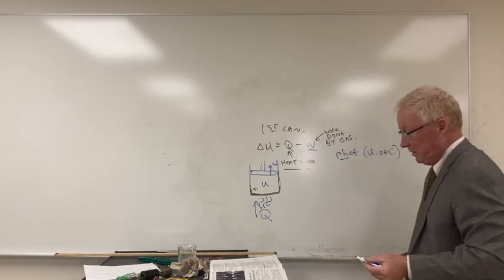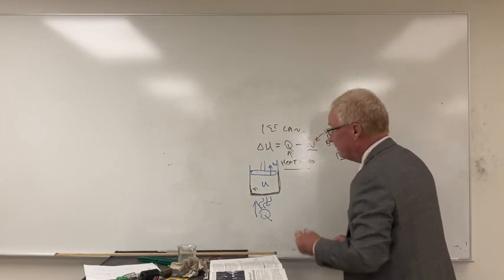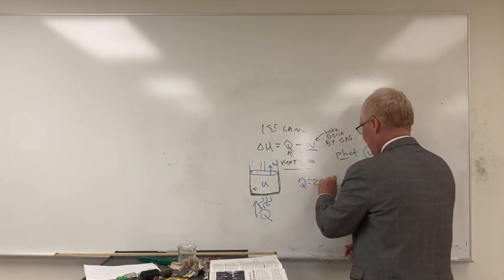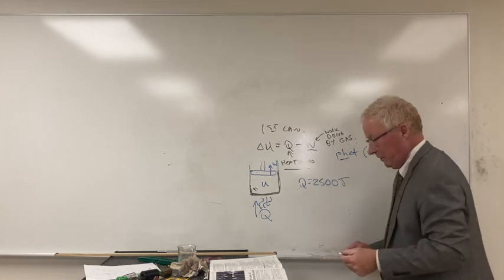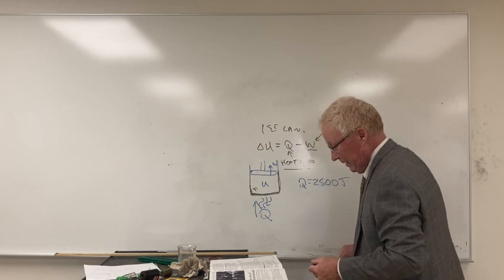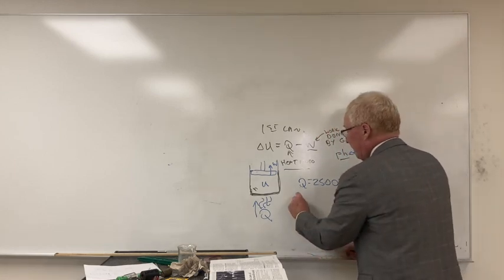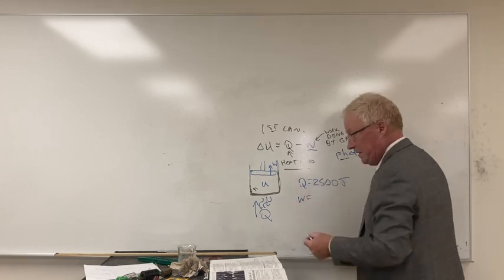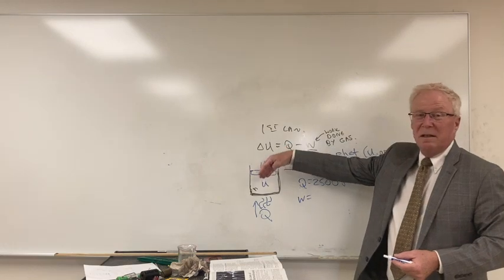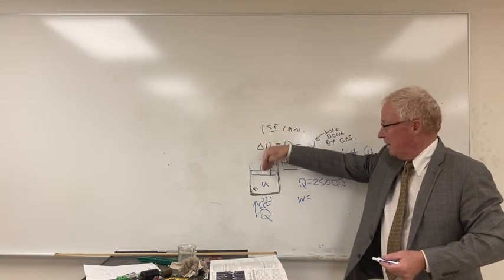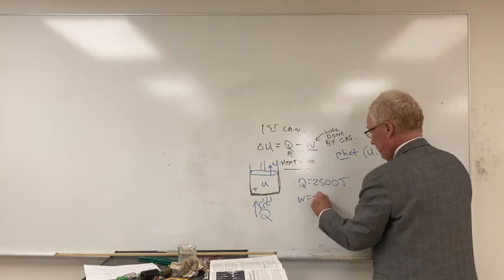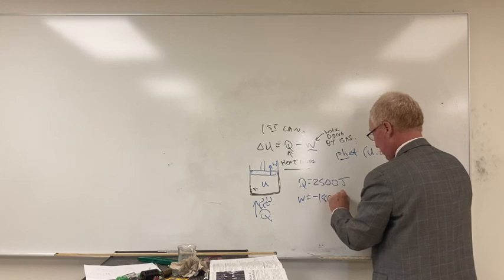So an example, say we have a container, I just used the one in the book, so Q is 2,500 joules. We add 2,500 joules. And W is 1,800 joules done on the system. So actually it's being compressed. If work is done on it, it's going down, which means the work is actually negative. So this would be negative 1,800 joules.